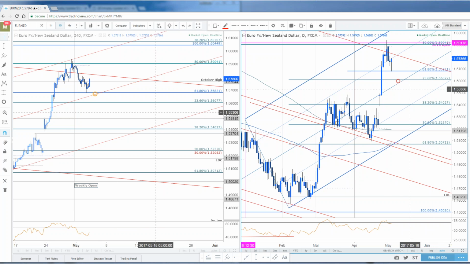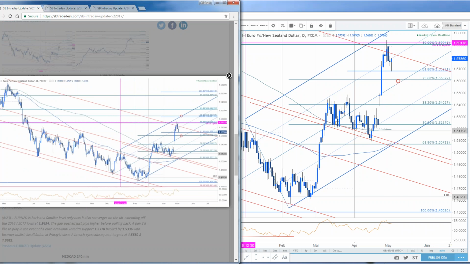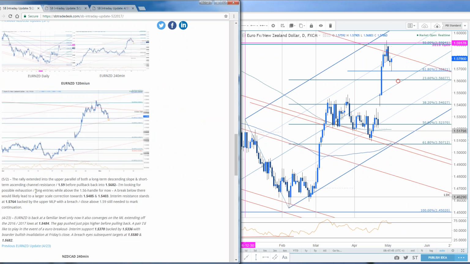All right, so the level's pretty clear. I want to stay constructive above 156, looking to buy pullbacks while above that region, needing a break above 159 to really get this thing going in Euro Key. Any questions on Euro Key?